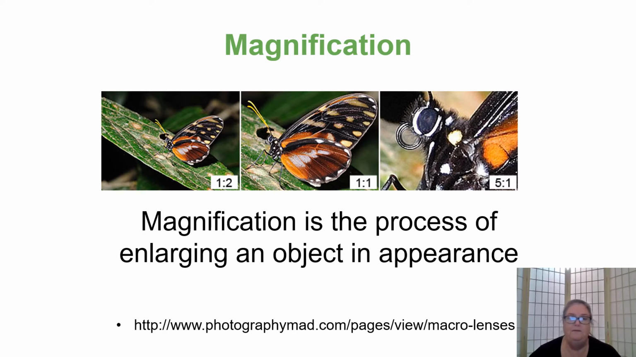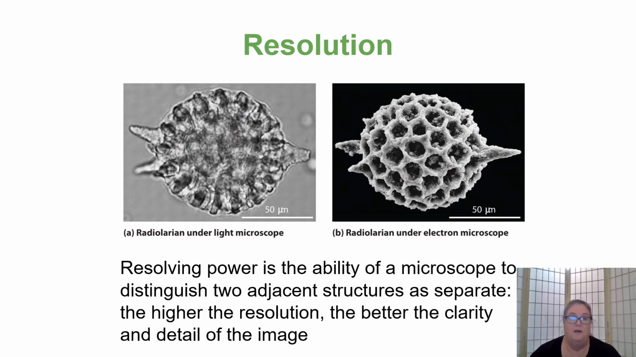Here we see magnification of the same organism. So we can tell that this is a butterfly, and here we get a closer view, and here we can even see the mouthpiece and the eyes. That's magnification, is getting bigger. Okay. Resolution is seeing something more clearly.